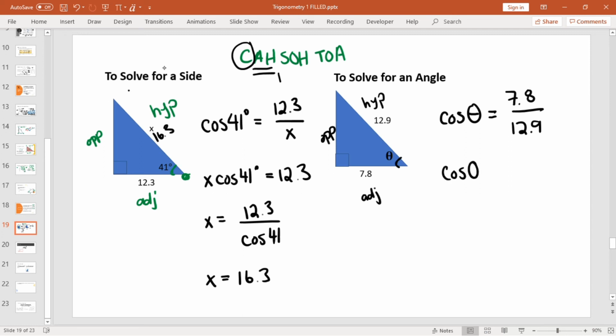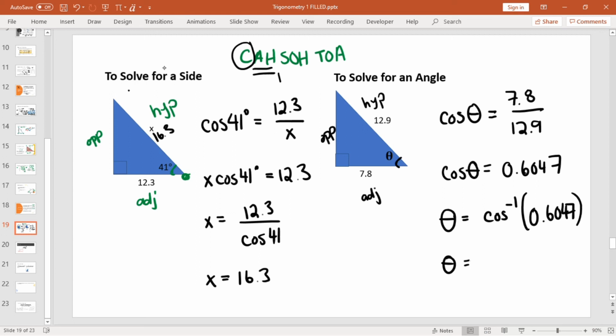You can do all the math in one step, but I'm going to do 7.8 divided by 12.9 to some degree of accuracy. And now the step to get an angle, remember, you use that second function, cos, or the arc cos, and type that in, and that takes you from the ratio back to the angle. And this is what you should get.